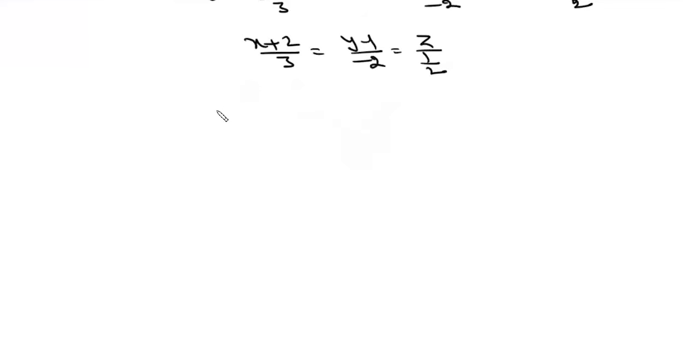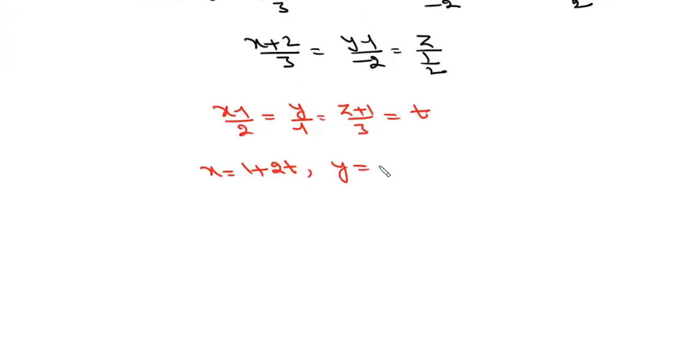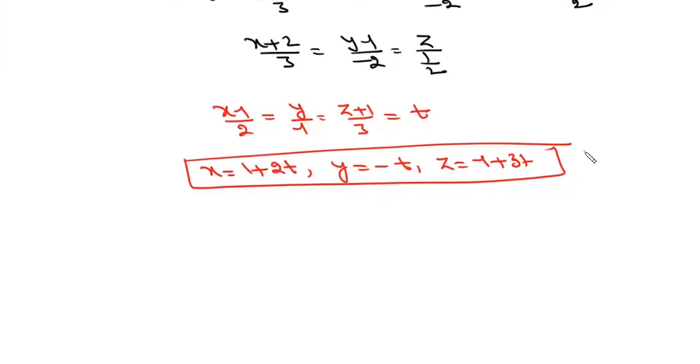And if we are given symmetrical form, say for example, x minus 1 upon 2 equals y upon minus 1 equals z plus 1 upon 3, then if we take it equal to some parameter, say t, then x will be 1 plus 2t, y will be minus t, and z will be minus 1 plus 3t, which is the equation of this straight line in parametric form where t is a parameter. So that's our third equation of a straight line.